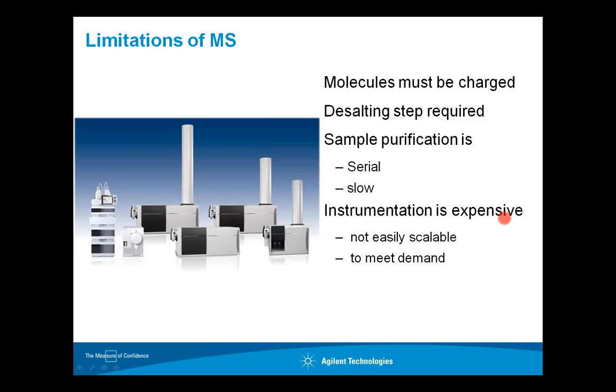The other limitation of mass spec is that it's fairly expensive. This is a big piece of capital equipment, and scaling this workflow can be somewhat complex if you need to continue to meet demand in your laboratory by adding additional liquid chromatography mass spectrometry systems.